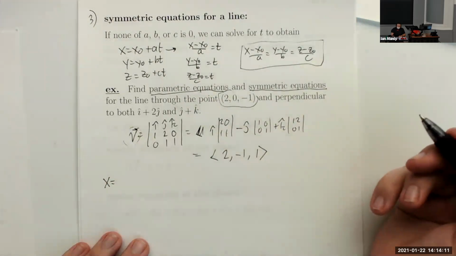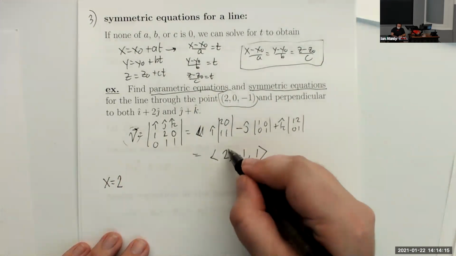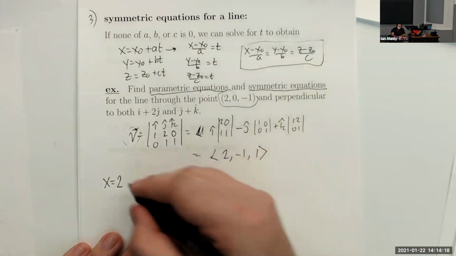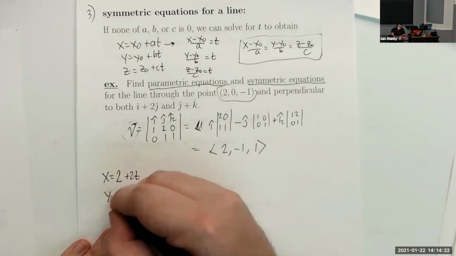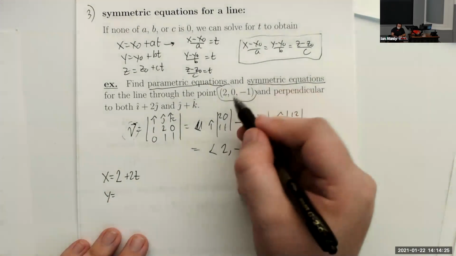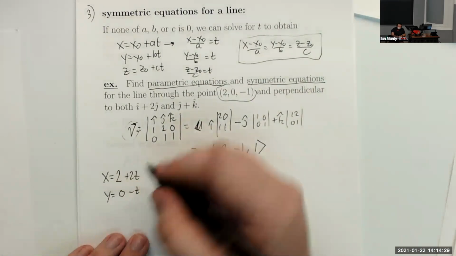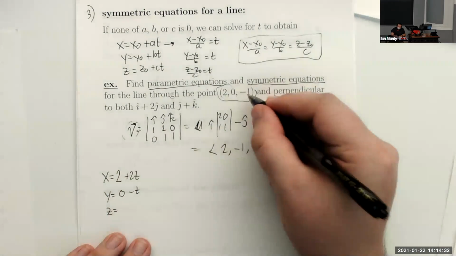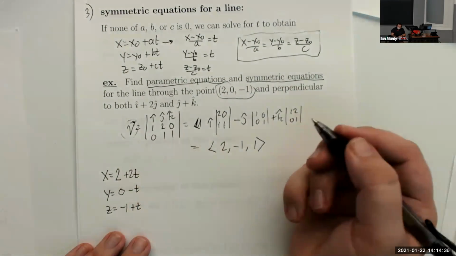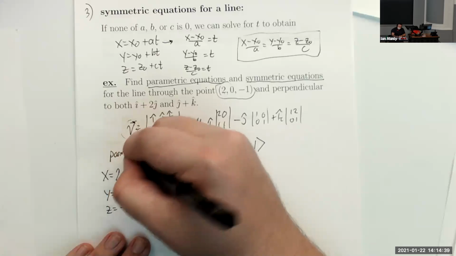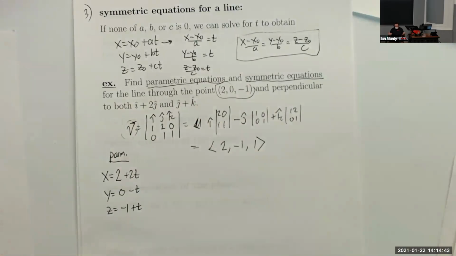So when we have x, we write down the x value of the point that we go through, and then we add the x value of the direction vector times t. And then we rinse and repeat for the other variables as well. So y has a 0, and we have minus t. And then z has -1, and we're going to have t here. Okay, so these are the parametric equations. I like to abbreviate parametric as PARM, not to be confused with chicken parm or anything like that.